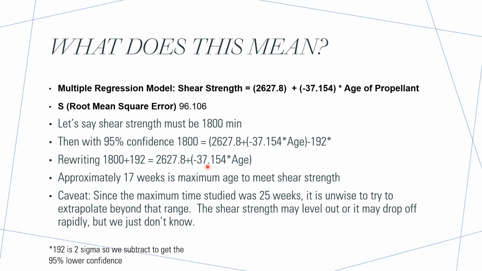Now there's a warning here. Since the maximum time studied was 25 weeks, it's unwise and can be dangerous to try to extrapolate beyond that range. So if we wanted to know what shear strength was at 30 weeks, we really have no idea, because shear strength may level out, become a straight line, or it may drop off rapidly, exponentially. We just don't know because we haven't tested out that way.